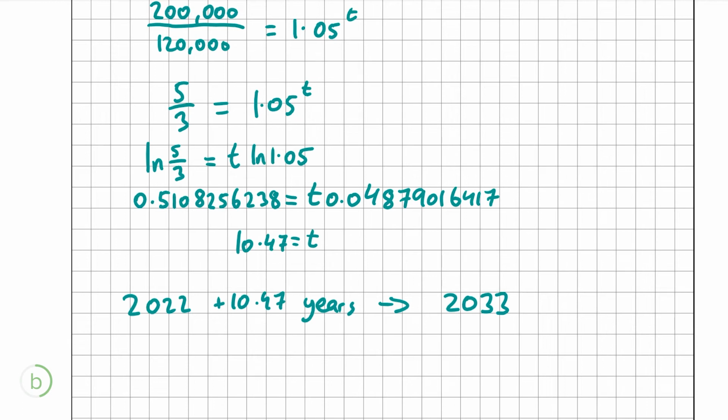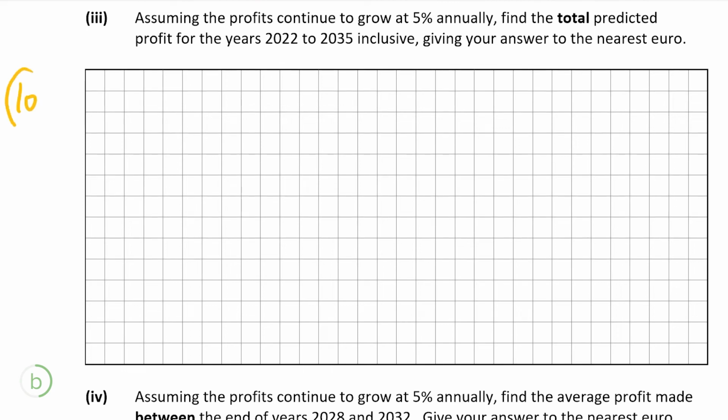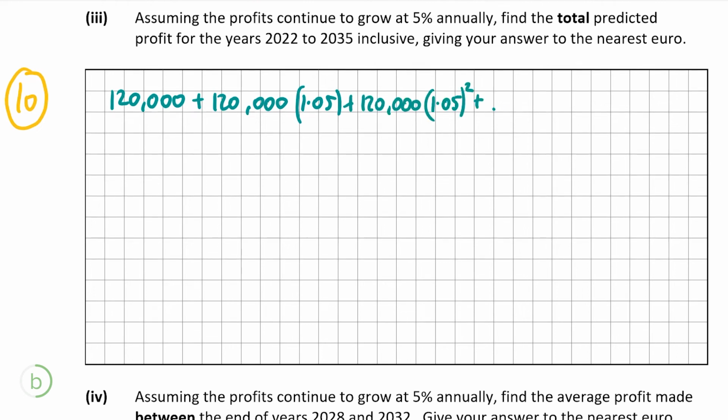So that's your answer for B part 2 of the question, and now we're going to have a look at B part 3. So B part 3 is worth 10 marks, and we have to find the total predicted profit for the years 2022 to 2035 inclusive, assuming that the profits continue to grow at 5% annually. So this was how we would work it out. It's going to be 120,000 plus 120,000 times 1.05 plus 120,000 times 1.05 squared, and then all the way up to plus 120,000 times 1.05 to the power of 13. So be careful there about what the final power is.